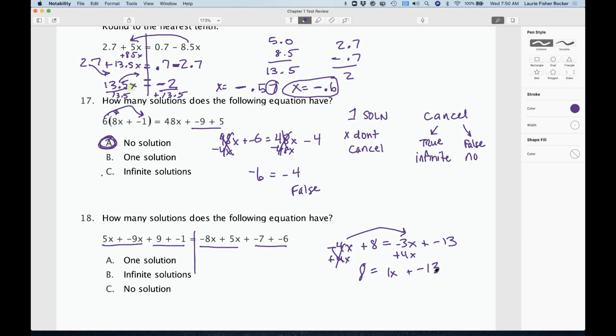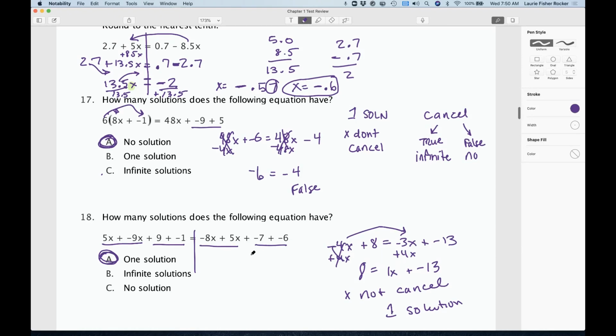And I look at that, the x's did not cancel. So x not cancel, so it's one solution. And if I kept going with it, the solution would be 21, I believe. So one solution. So the x's didn't cancel, so it's one solution. All right, that's the extent of what I'm going to do.